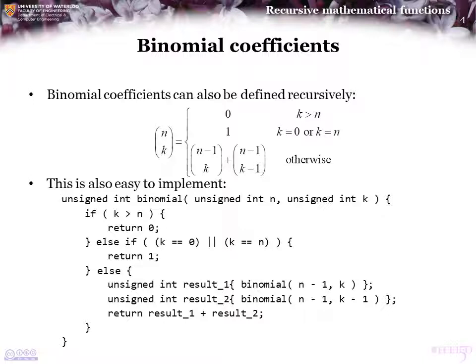All right, so this would be the calculation of the binomial coefficients using a recursive definition. Now again, some of you may have noticed, instead of calculating result 1 and result 2 separately, I can just return the one result plus the other result. Both of these are equally correct implementations of a recursive definition of the binomial coefficients.